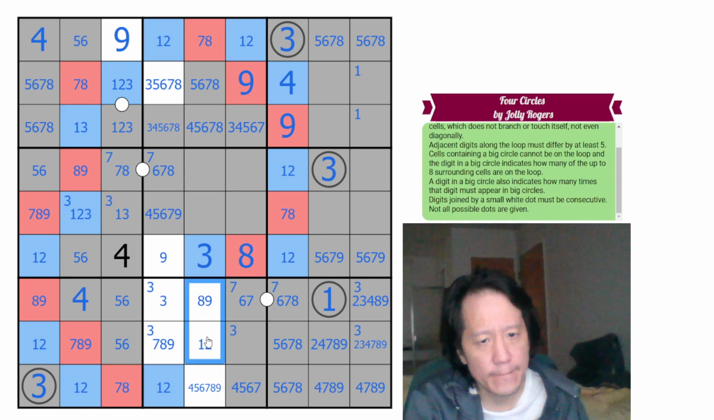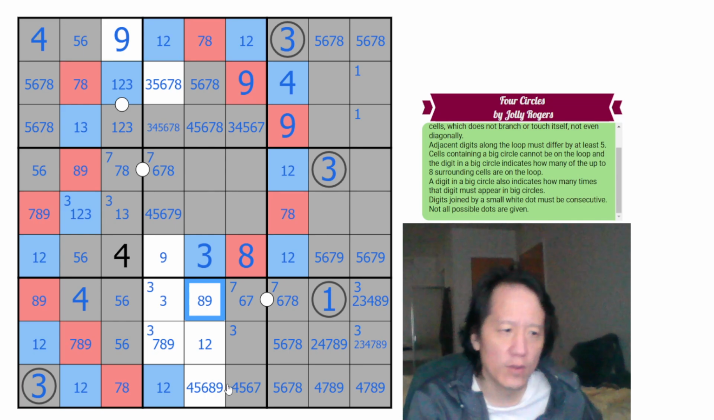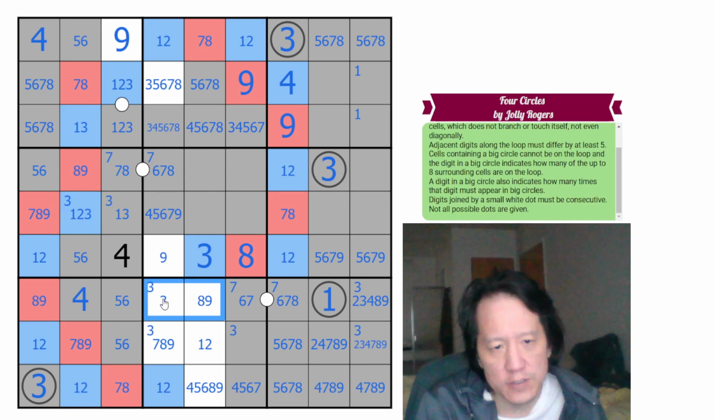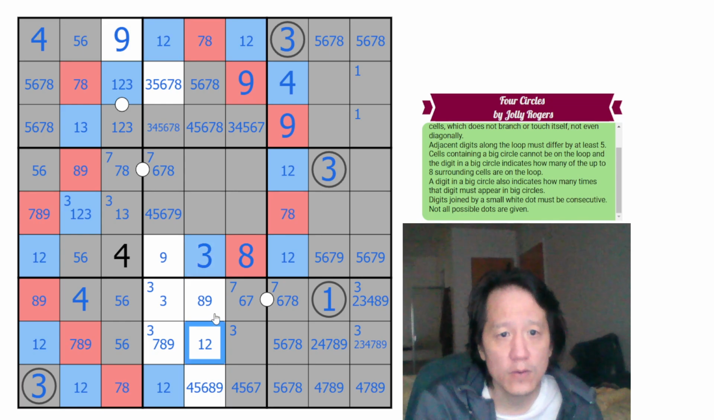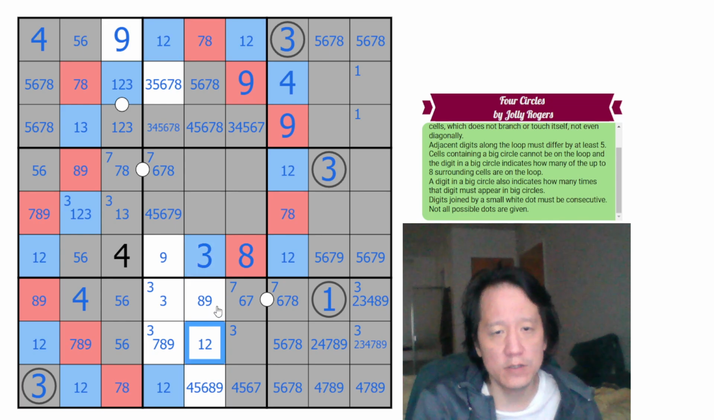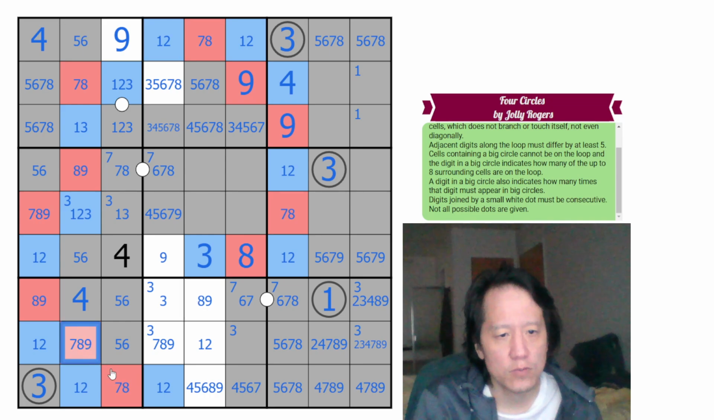With 1 or 2, and 7, 8, or 9, 7, 8, or 9. This can't be 7, though. But the problem is that one of these is 7, but that doesn't tell us anything.